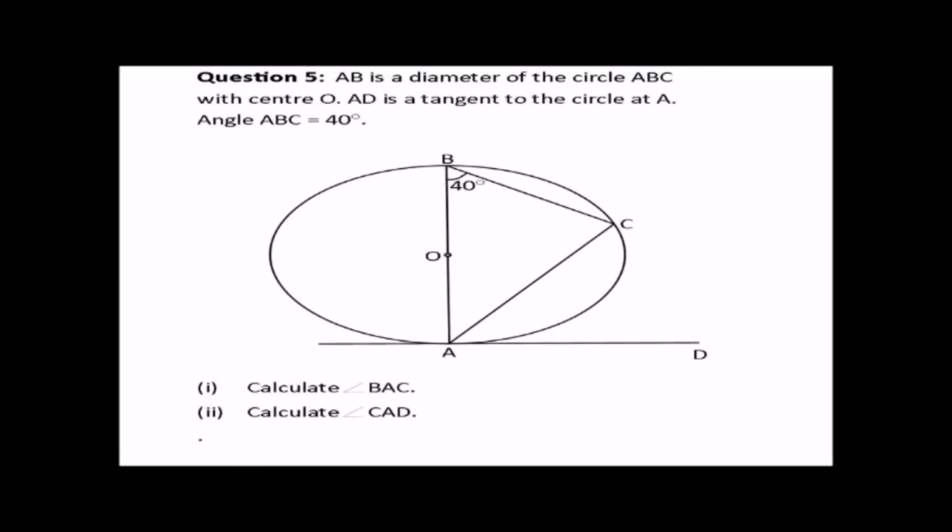You're straight. Question 5. AB is the diameter of the circle ABC with center O. AD is the tangent to the circle at A. Angle ABC is 40 degrees. Calculate angle BAC and angle CAD. Use the 40 and you're straight.